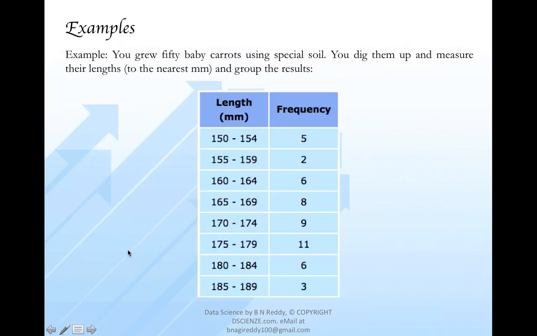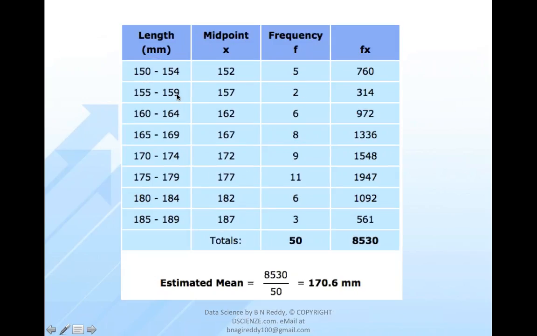So now here we got the example. You grow 50 baby carrots using special soil. You dig them up, measure their length and group the result. It's the length of the carrots which we grew. So length of carrot here: 150 to 154 mm is around 5 frequency. I mean, we have carrots with length around 150 to 154 mm, we have around 5 carrots. The other frequencies are 2, 6, 8, 9, and 11, 6, 3. So how can we calculate the mode for all the group data, like the estimated mean? Usually in a single data set, we used to add all the values.